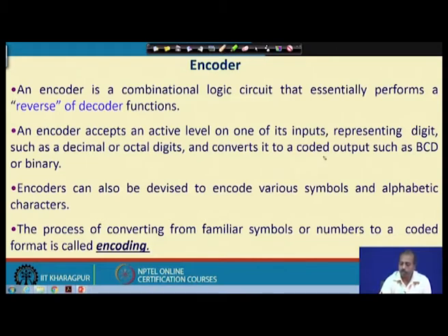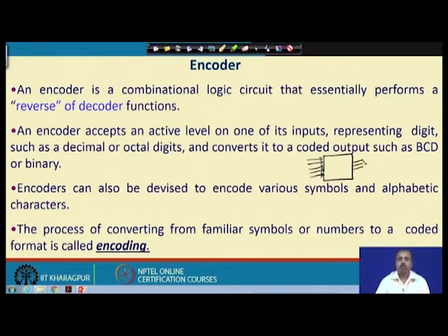So, it is a box. If this is the logic circuit for the encoder, it will be accepting a number of lines as inputs. At any point of time only one of the inputs will be active, and the others would be deactive. By definition it does not allow more than one input to be high simultaneously. It is expected that whoever is operating this encoder circuitry will make only one of the inputs active at a time, and accordingly you get the output.